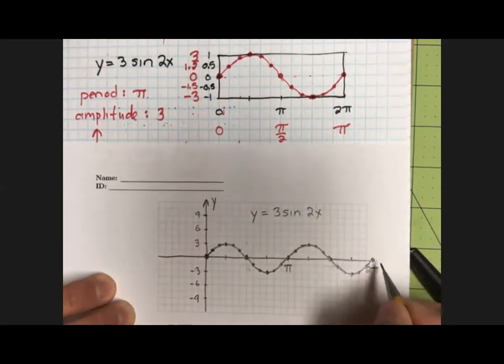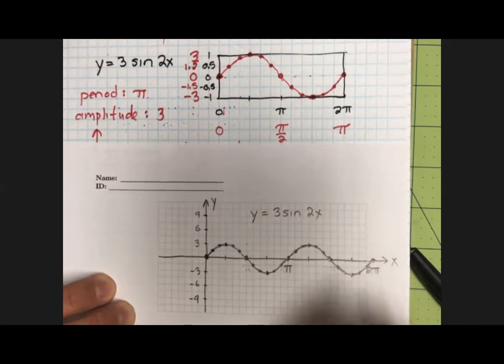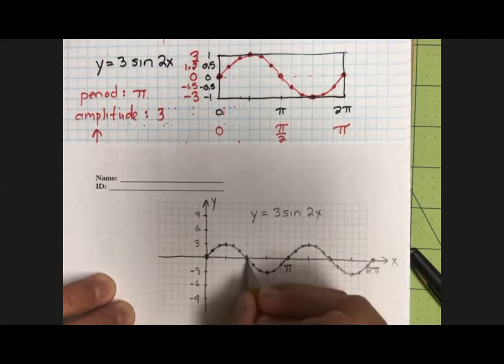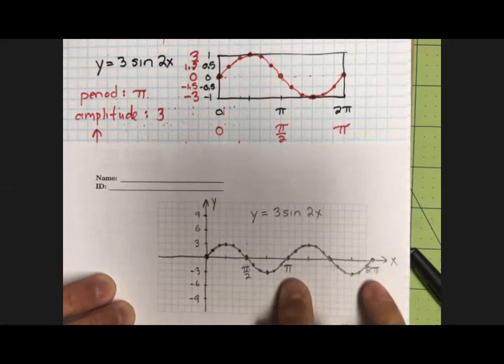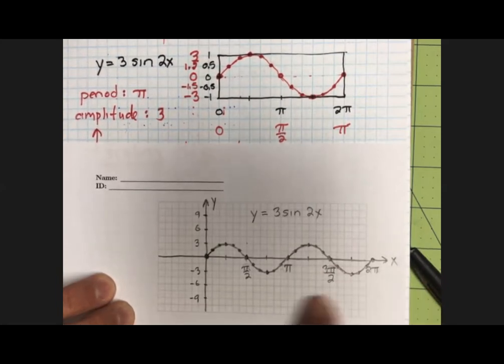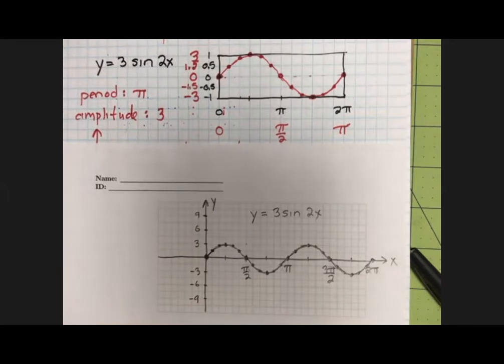Name the axes. Maybe you could name some of these in-between points. If this is pi, let's call this pi over 2. If this is pi and 2 pi, then halfway is 1.5 pi, 3 pi over 2. This would be enough for a good drawing.